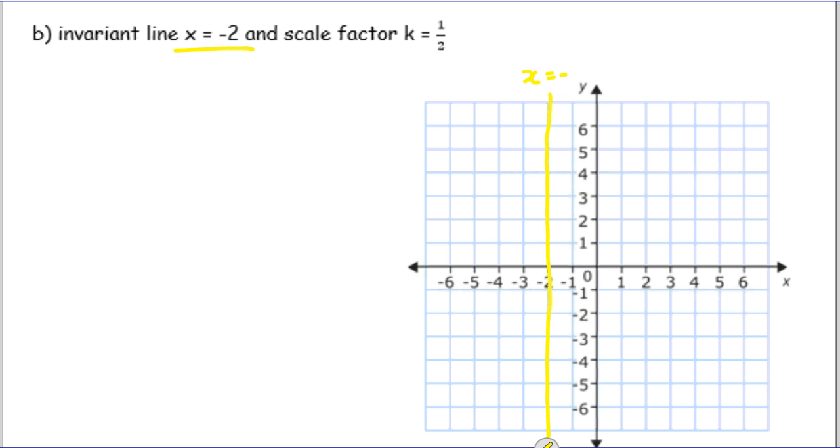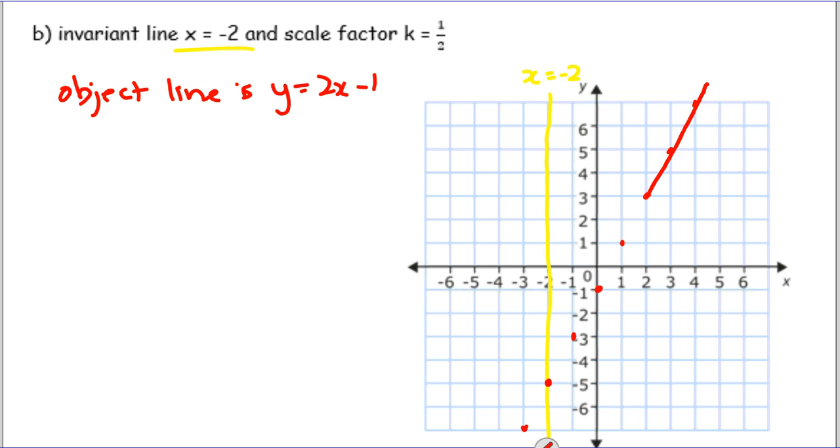x equals -2. We've got the same object, the same object as before, just y equals 2x minus 1. Minus 1, go up 2 plus 1, 2 plus 1, 3 plus 1, down 2, back 1, down 2, back 1. Draw a line through it all. It's our object line, y equals 2x minus 1.